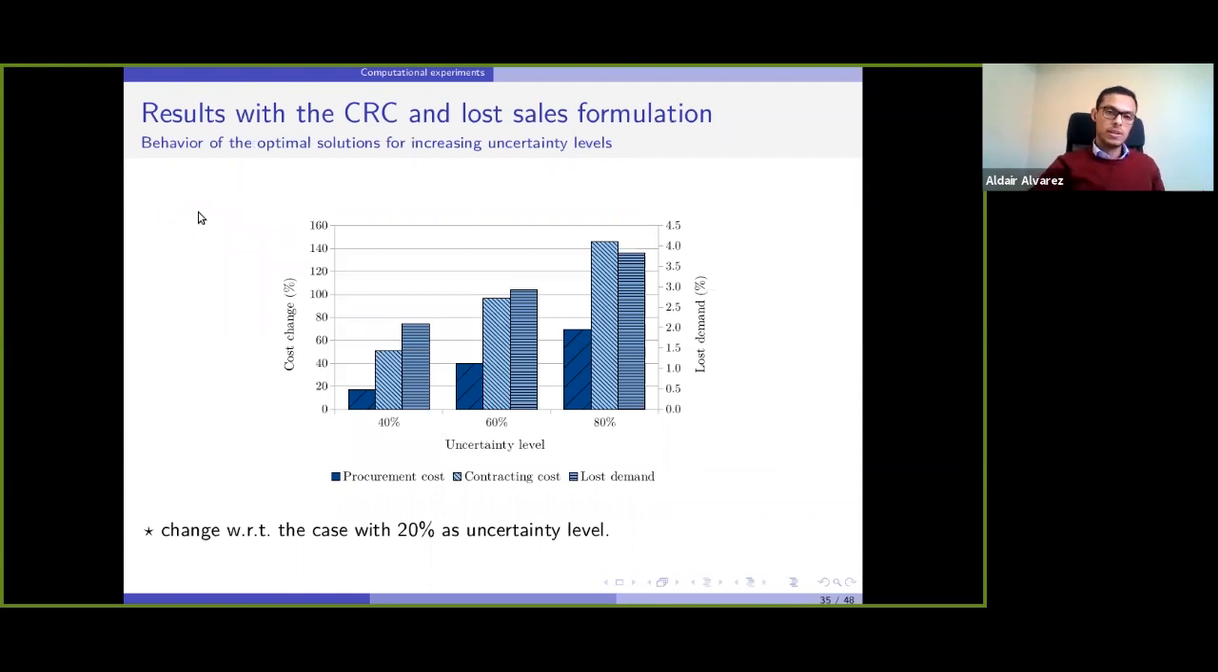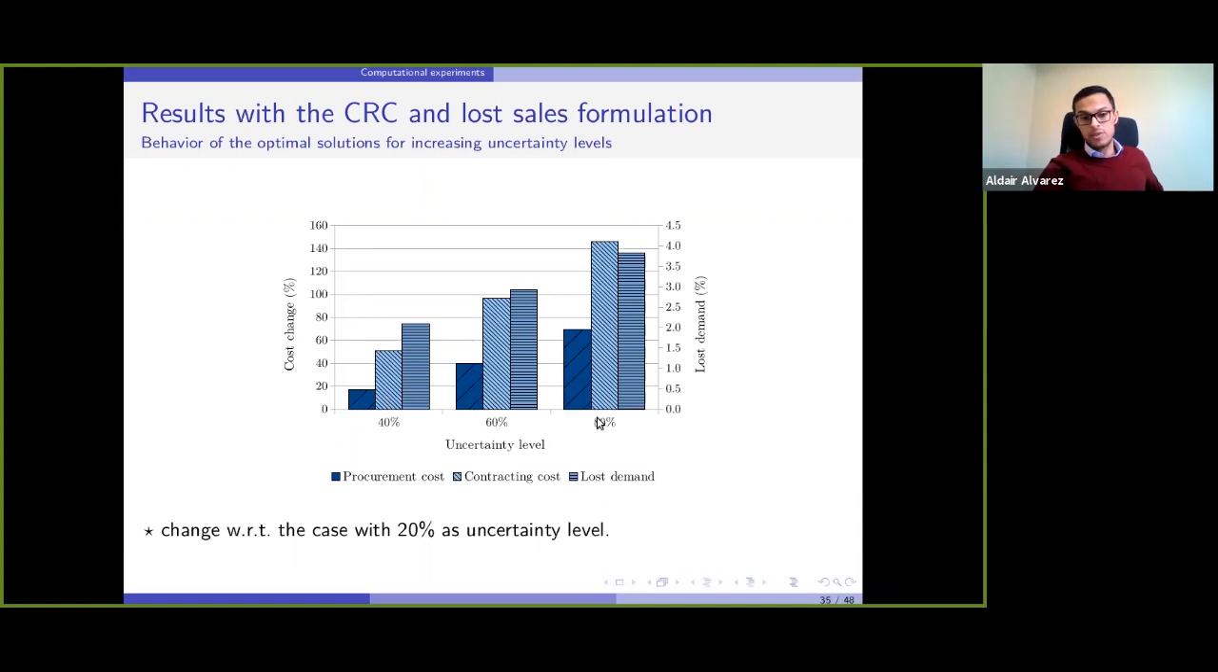So that was for the lost sales case. For the capacity reservation contract case, and lost sales as well, so the two at the same time, we again analyze for increasing uncertainty levels what's happening with the solutions. So we have more lost demands, as shown here in the third column. But to try to avoid this lost demand, what's happening is that you're contracting more as you increase the uncertainty levels. And the procurement cost in the second stage is also going up.